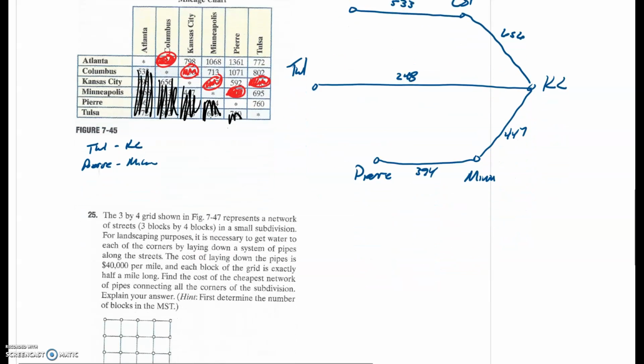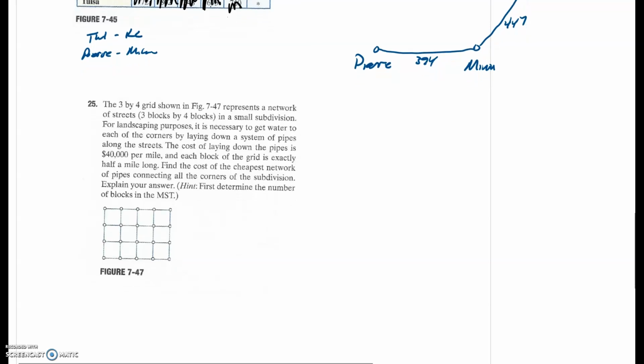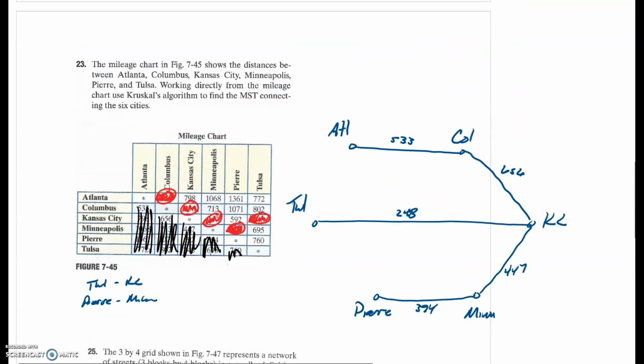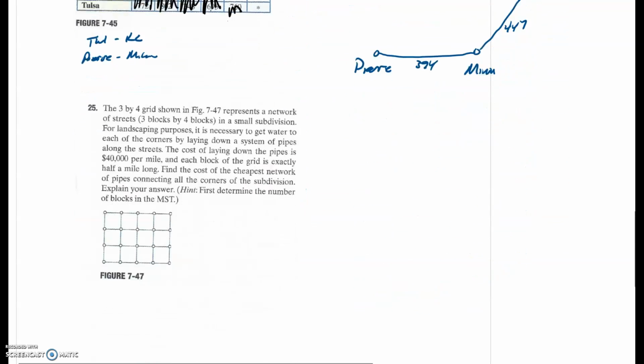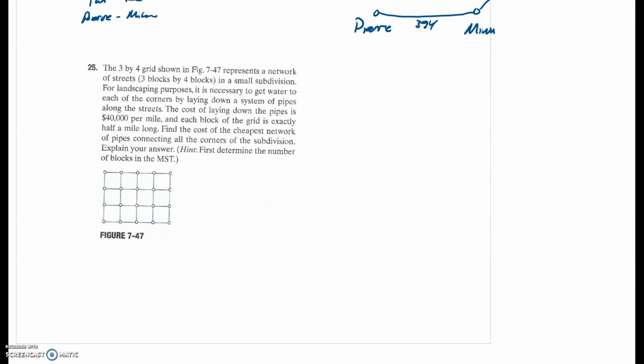Now we come down here and let's take a look at number 25. So 25 is a kind of a cool problem. Here's what we have. We have a 3x4 grid that represents the networks, 3 blocks by 4 blocks. So we have 3 blocks, 1, 2, 3, by 4 blocks, 1, 2, 3, 4. So we've got a 3x4 subdivision set up, right?